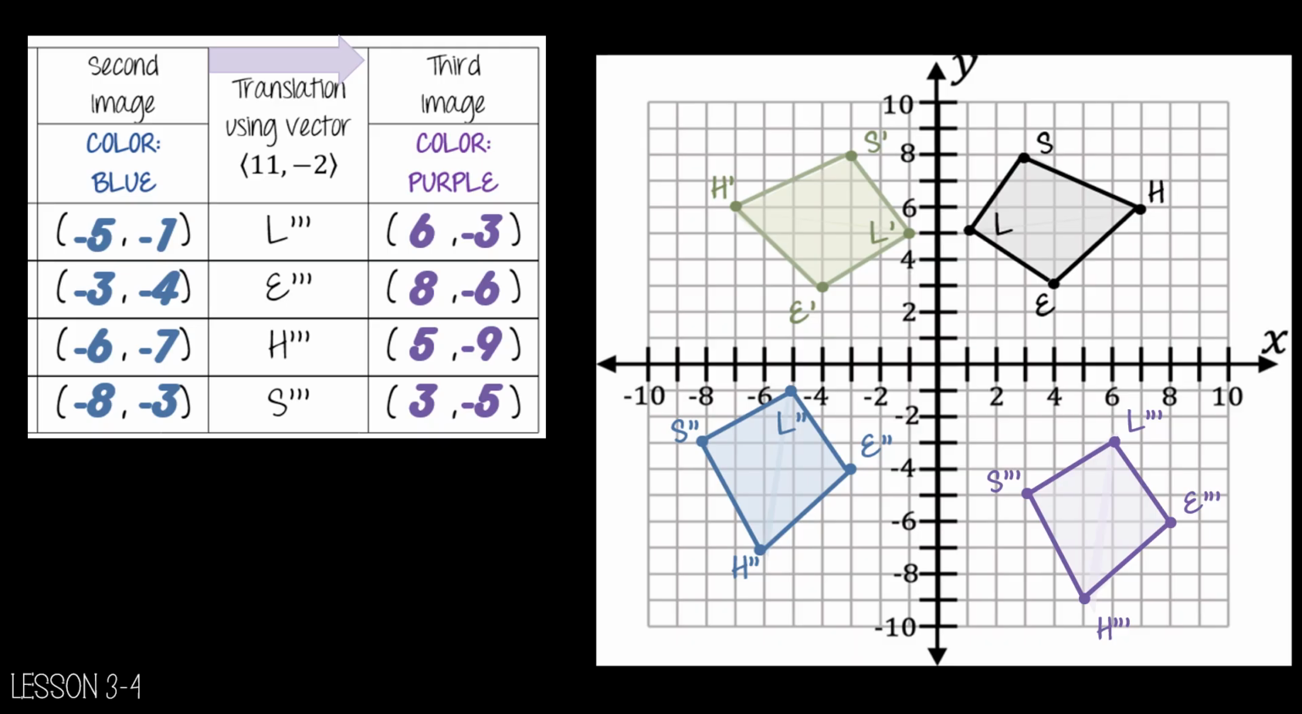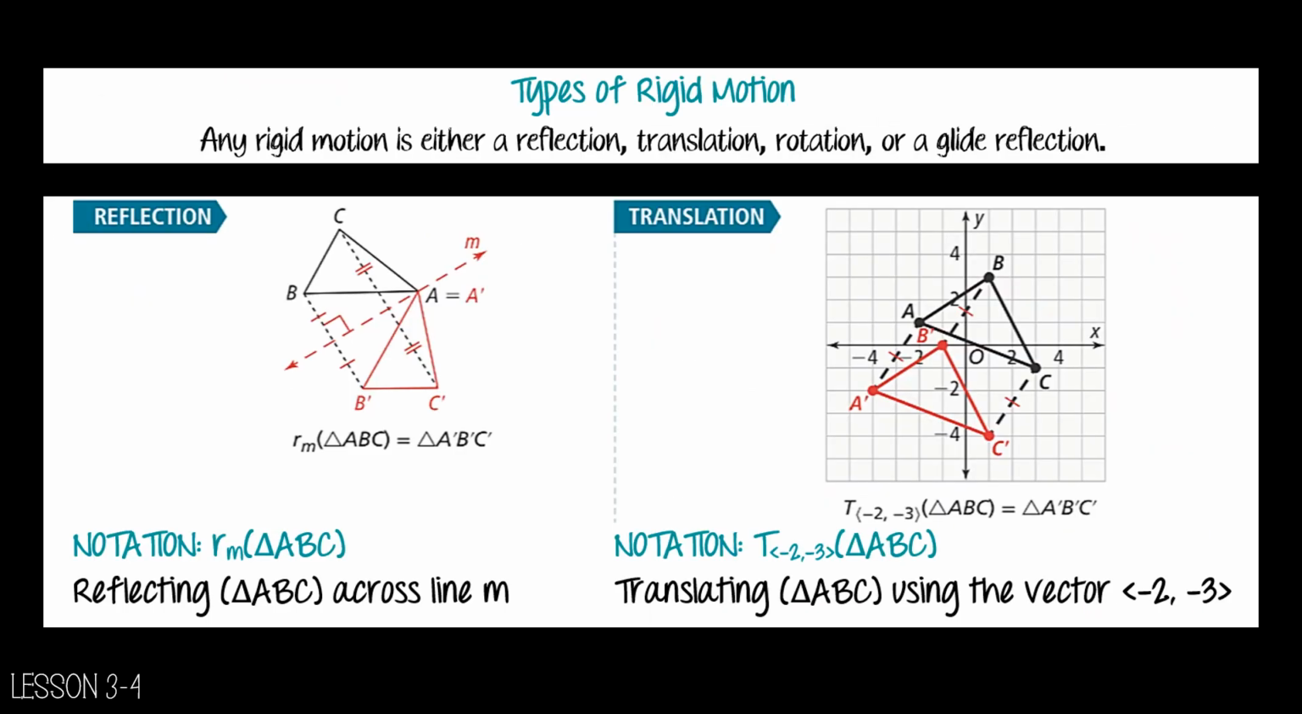Okay, so make sure your lines are straight. You have all your vertices labeled appropriately. And this will be a 40-point major when you do it for your assessment. Not this, this is the example. Here's some more types of rigid motion.